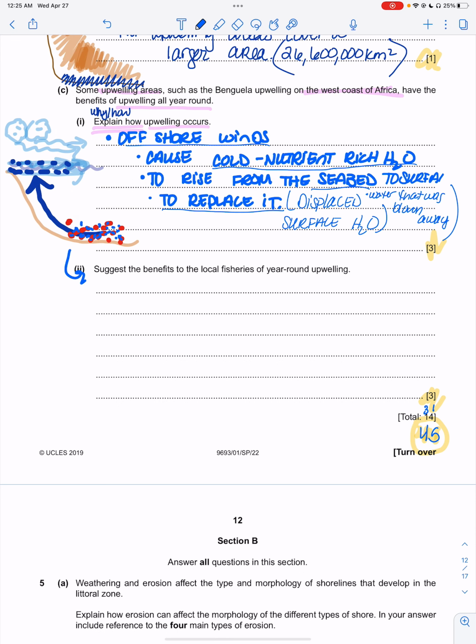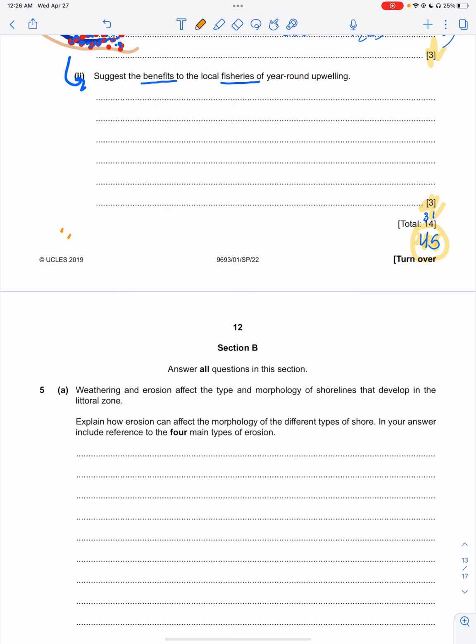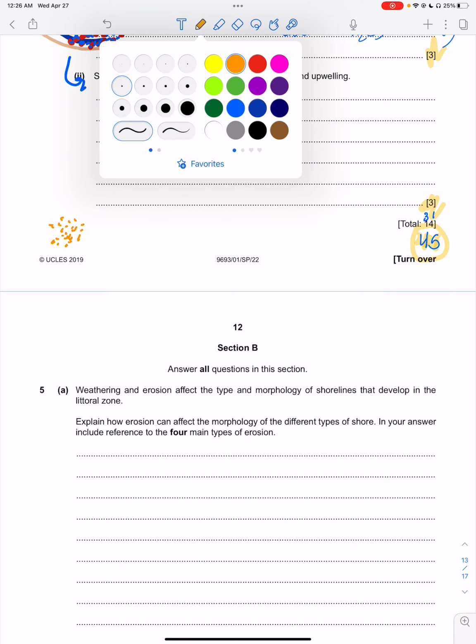There you go. Just the benefits of the good thing to local fisheries of year-round upwelling. Okay, remember, it goes nutrients. This is the inorganic cycle.